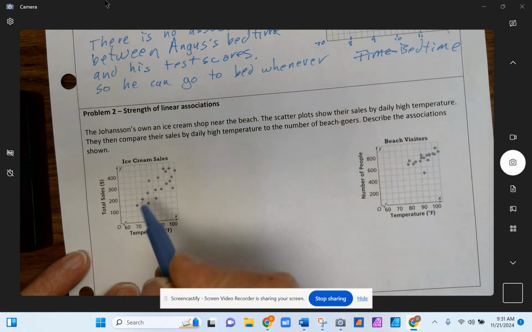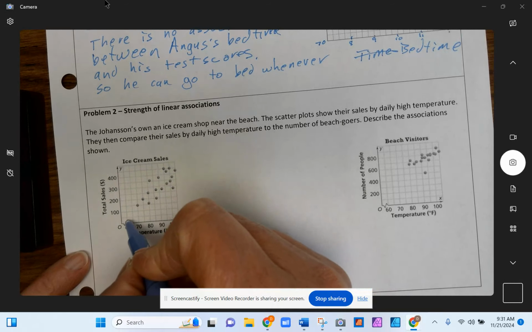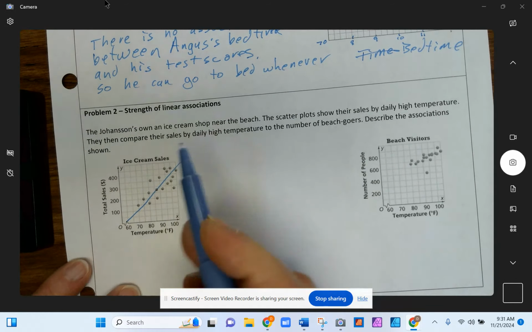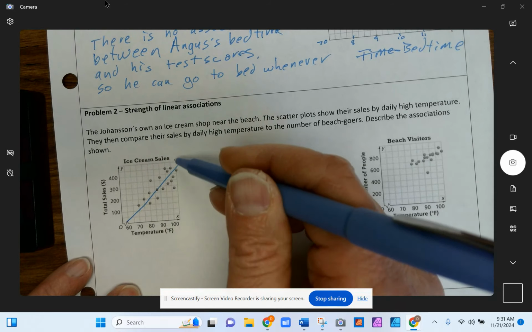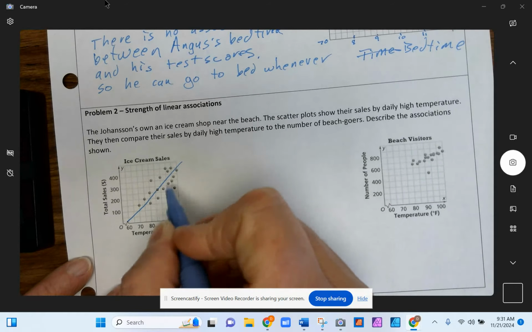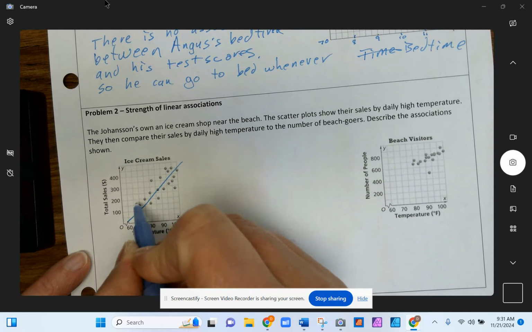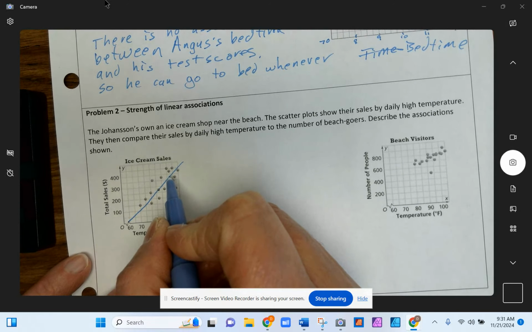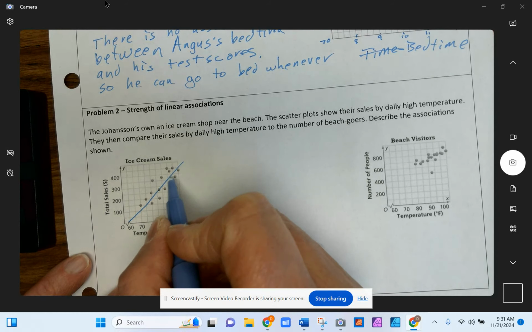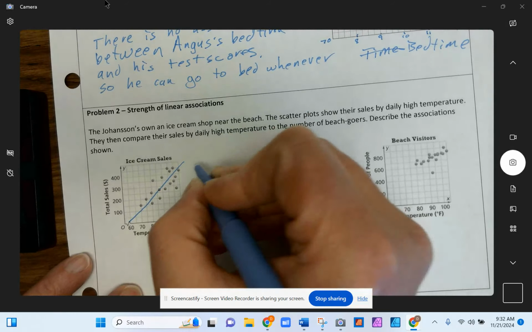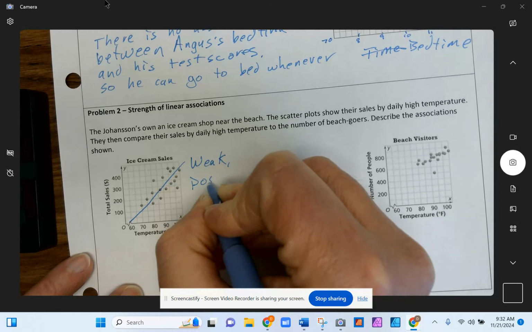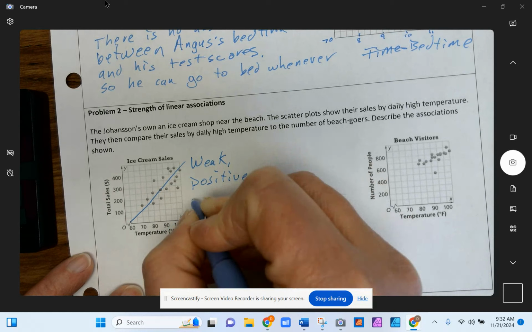If we talk about this one, it's generally a positive trend. It's going up, right? So as temperature goes up, your sales for ice cream go up. However, this is kind of a loose association. Your data points are not super close to your line, so we would say that this is a weak positive association.